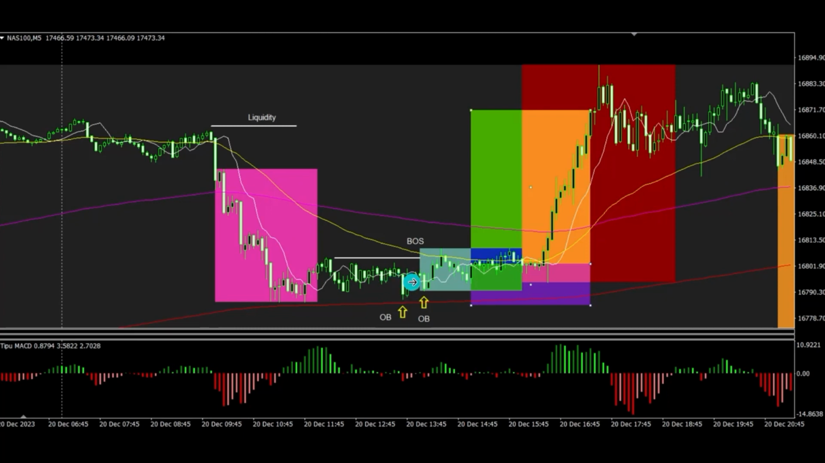ICT calls this a propulsion block. It's the second order block after the original one, where price reacts from. There is a break of structure. Price moves down into this propulsion block to 50% and then reacts. And as we said with our entries crossing the 4 EMA, that would be your entry there.